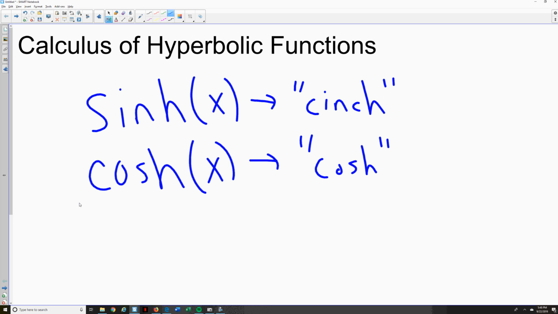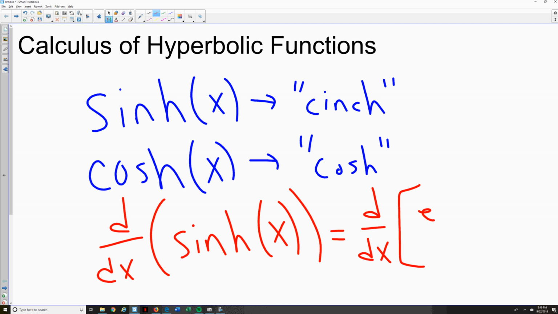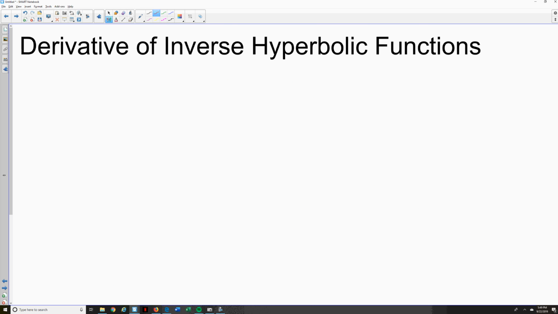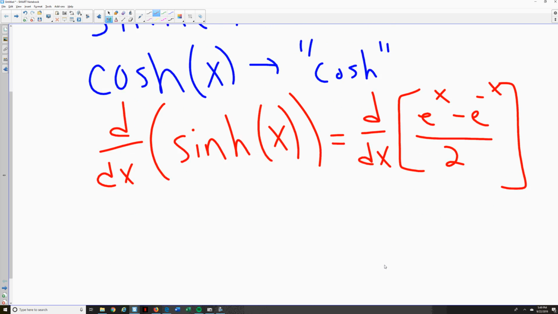So let's work this out, because we're doing calculus with it. What's the derivative of the hyperbolic sine? If you remember, that's the derivative of e to the x minus e to the negative x all over 2. Well, that's a real simple derivative to calculate.